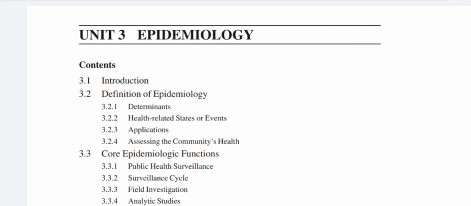Today we are going to discuss Practicing Anthropology, which is written by IGNOU MAAN, and our topic is Epidemiology, Unit 3. Let us begin the topic. First of all, we will discuss contents.